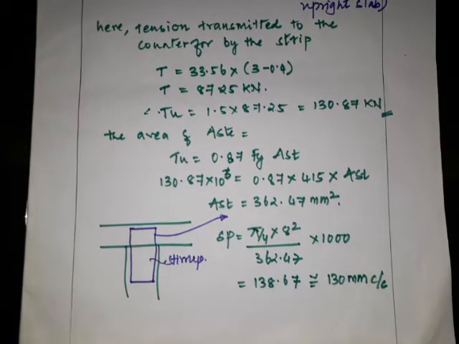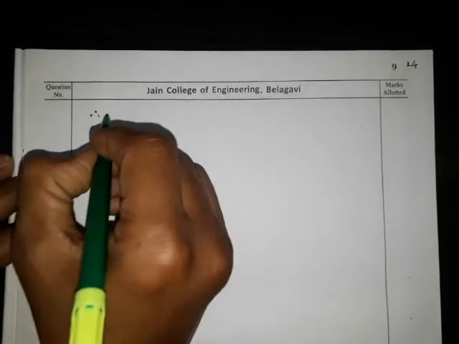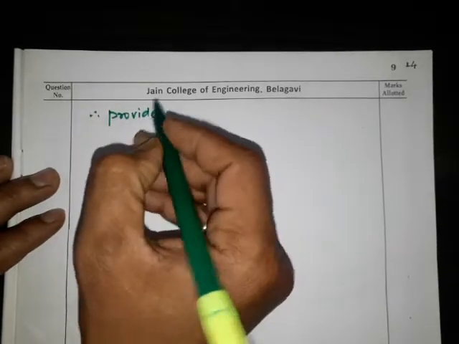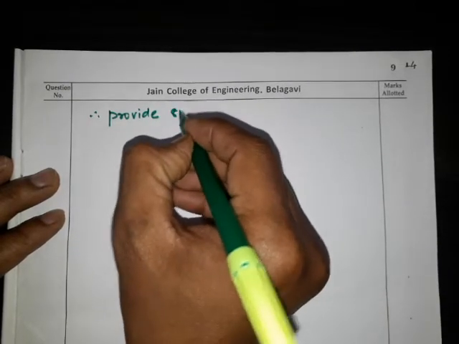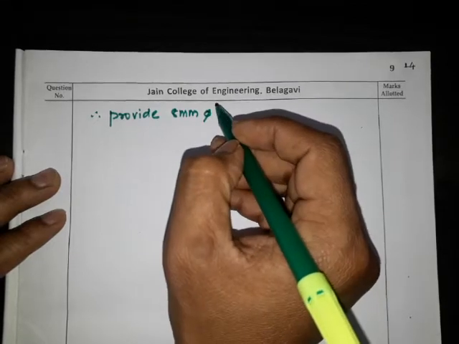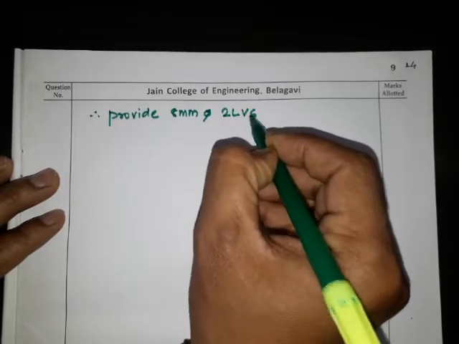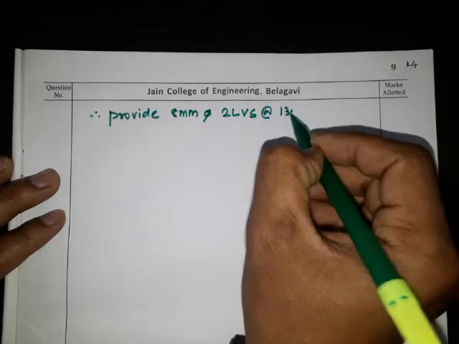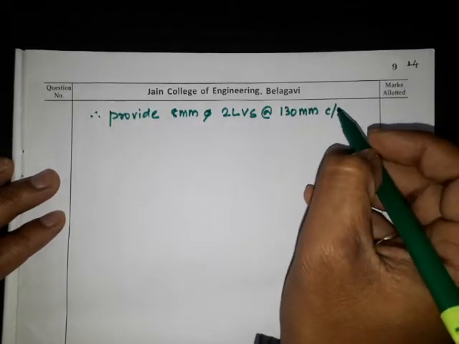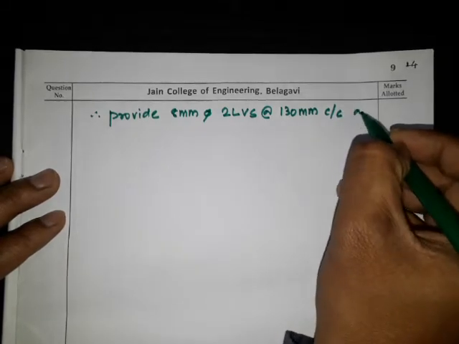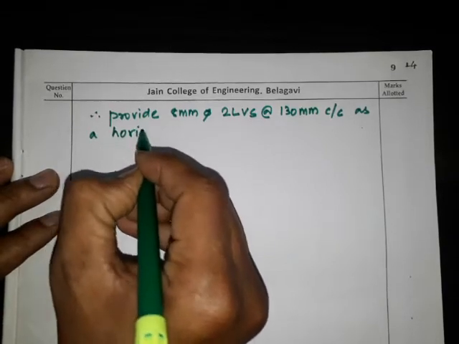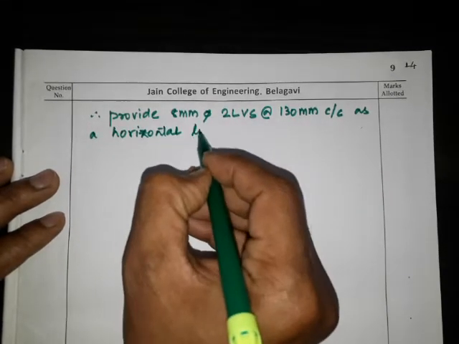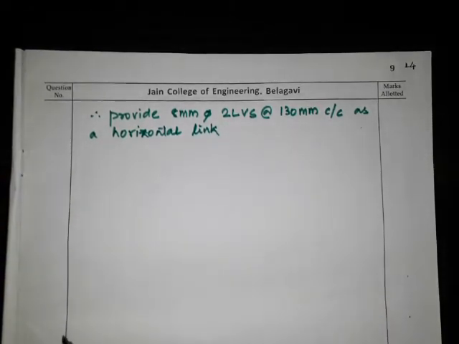So we can say, therefore, provide 8 mm dia 2-legged vertical stirrups, that is 2 LVS, at 130 mm center to center as a horizontal link, or a stirrup as a horizontal link, because we are going to link the counterfort and stem as a horizontal link.